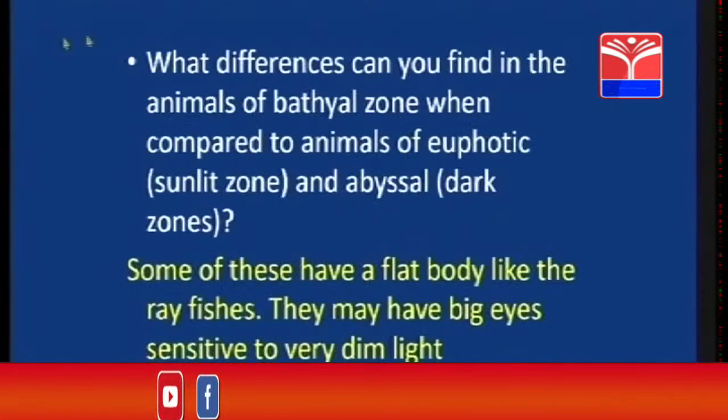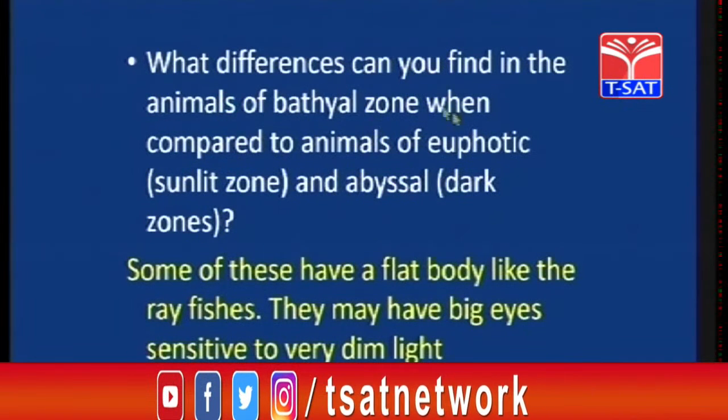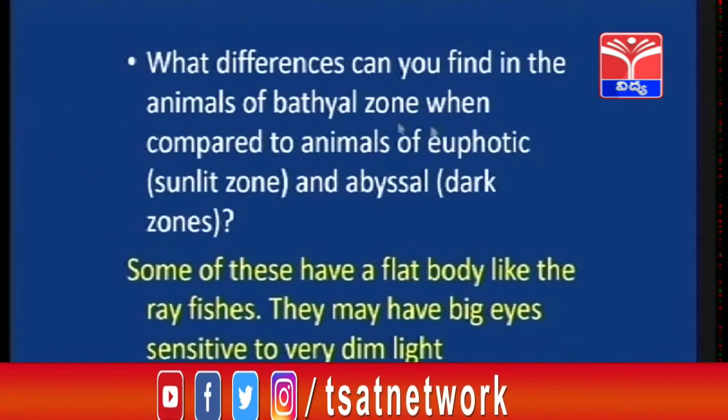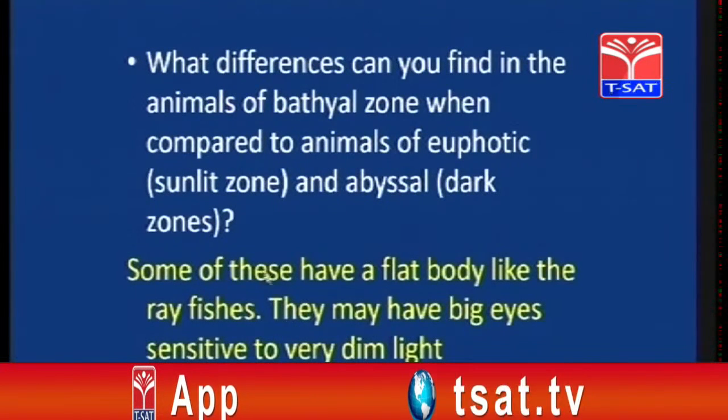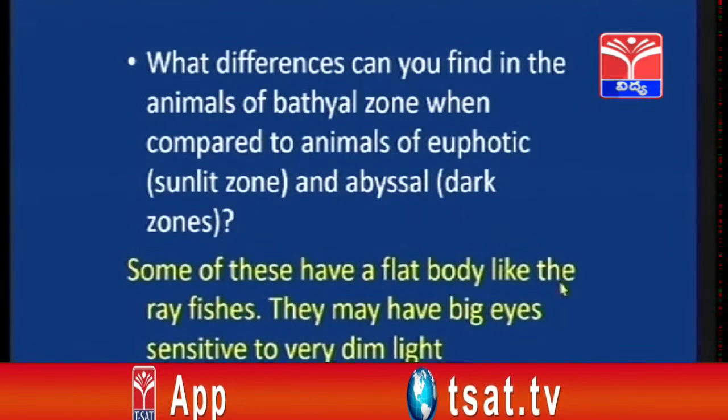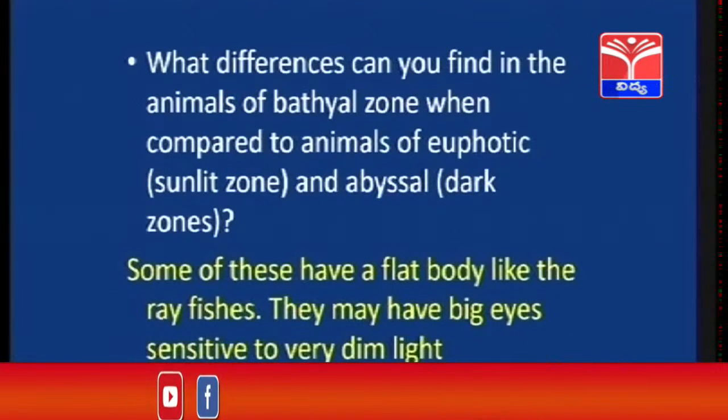What kind of differences can you find in the animals of the bathyal zone when compared to animals of the euphotic, that is the sunlight zone, and the abyssal, that is the dark zone? Some of these fishes have a flat body like ray fin fishes. They may have big sensitive eyes to see in very dim light.